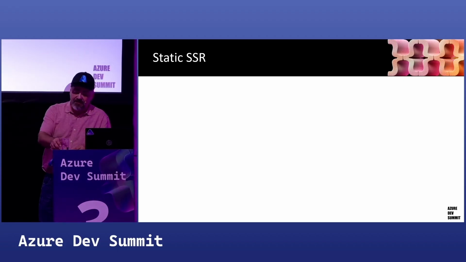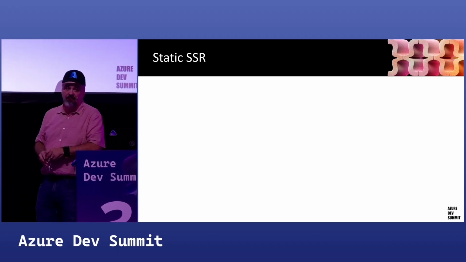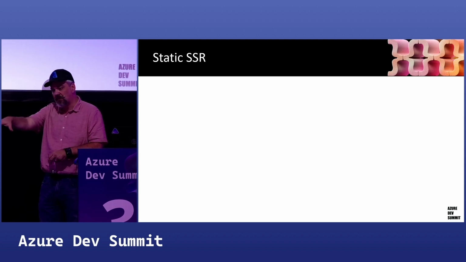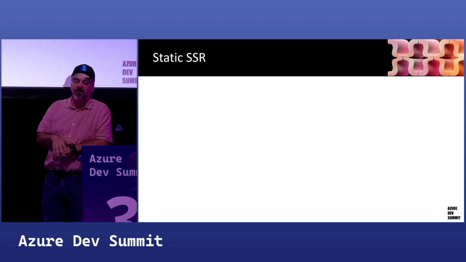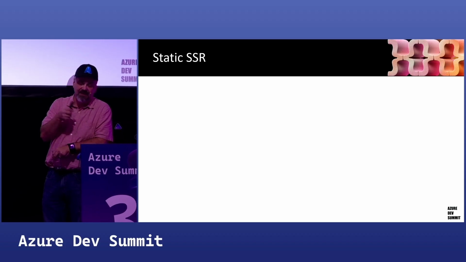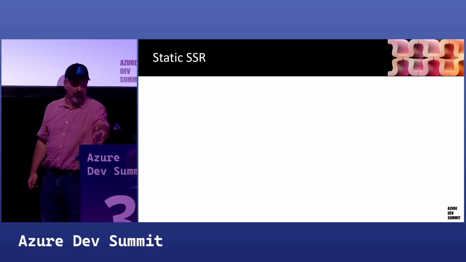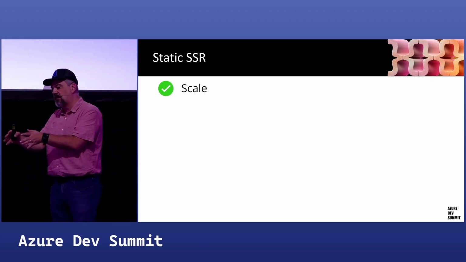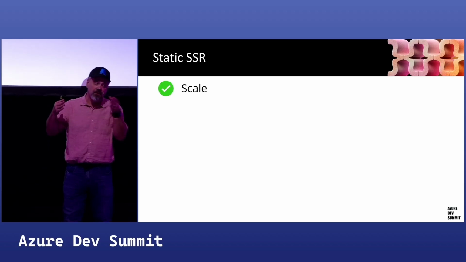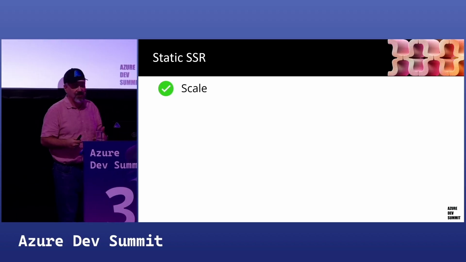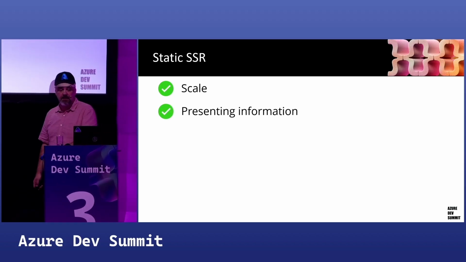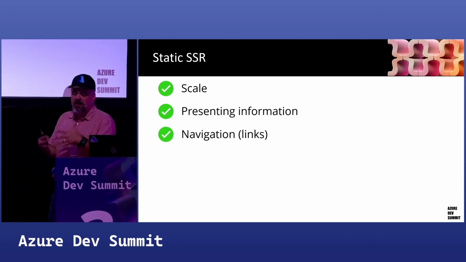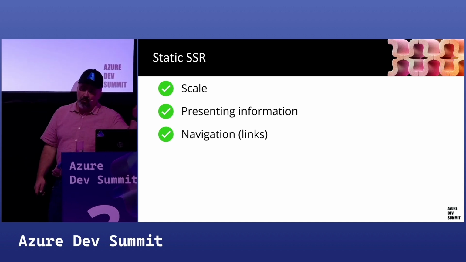Now we can talk in Blazor about static server-side rendering, right? We've seen how to do Blazor server-side, Blazor WebAssembly. If you haven't tried Blazor server-side rendering, you gotta check this out because it is really fast. It will help you scale because it will render all the code on the server once, and then you can start to scale out, replicate that information, output cache it very nicely. It's great for presenting information. If you just have navigation, links going around to various parts of the site, it works great with that.